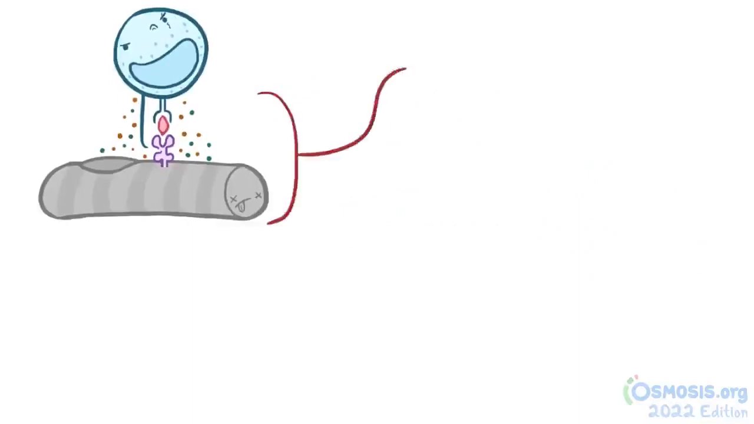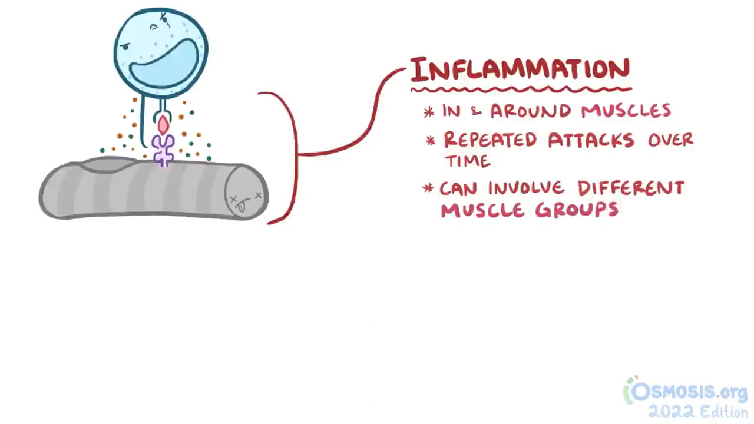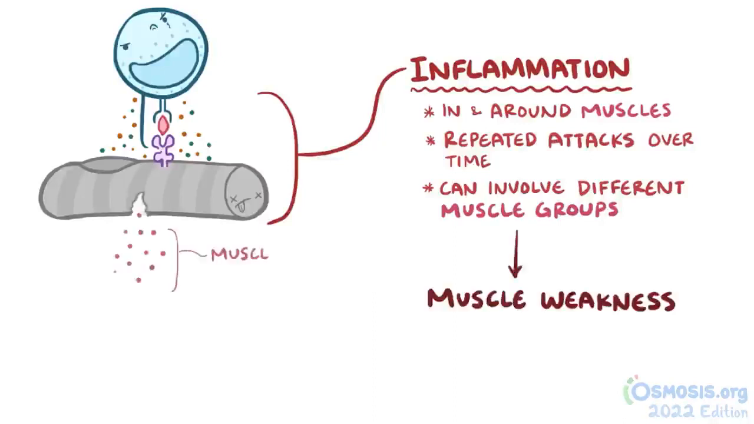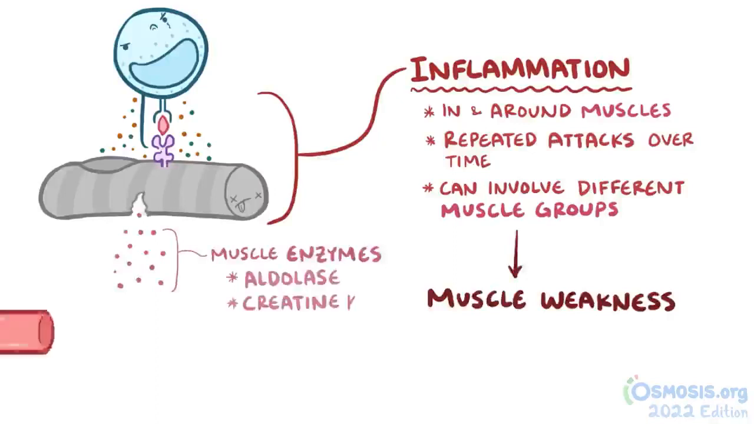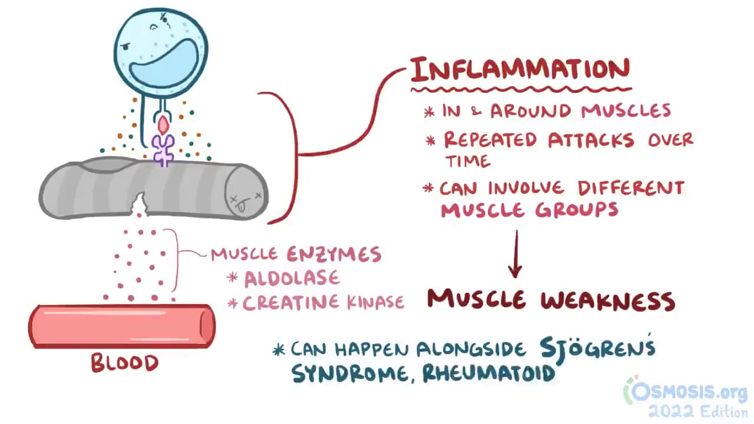The immune reaction causes inflammation in and around the muscles that are being attacked by the immune response, and typically these attacks happen repeatedly over time and can involve different muscle groups. The destruction of muscle cells can lead to muscle weakness, and can cause muscle enzymes like aldolase and creatine kinase to spill into the blood. Because it's an autoimmune process, it's also possible for polymyositis to happen alongside other autoimmune connective tissue diseases, including Sjogren's syndrome, rheumatoid arthritis, or scleroderma.